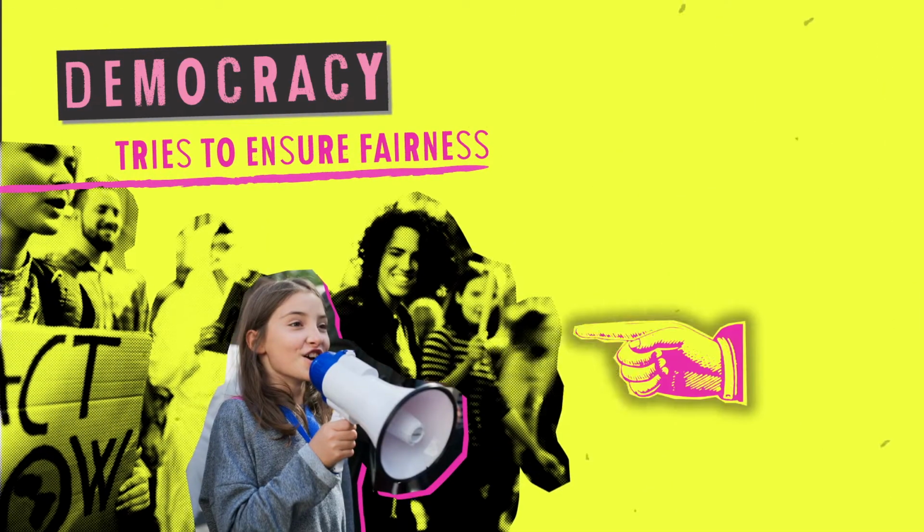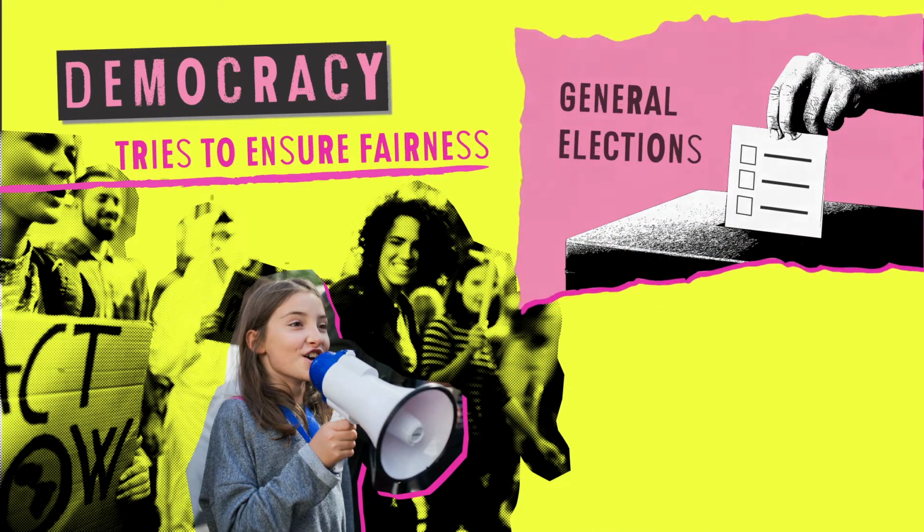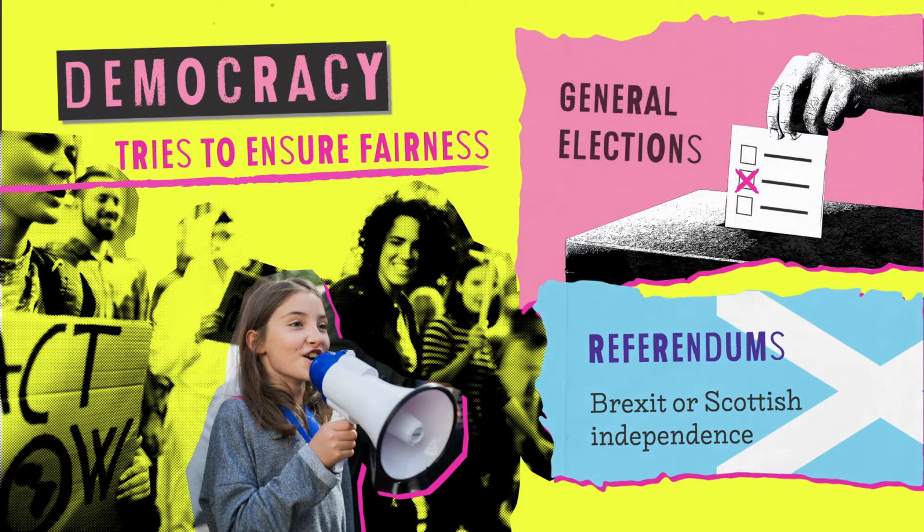Democracy tries to ensure fairness so that everybody gets a say in their own lives. This could be through general elections, where voters get a chance to choose who runs the country, or referendums, where the government asks people their opinions on something important like Brexit or Scottish independence.